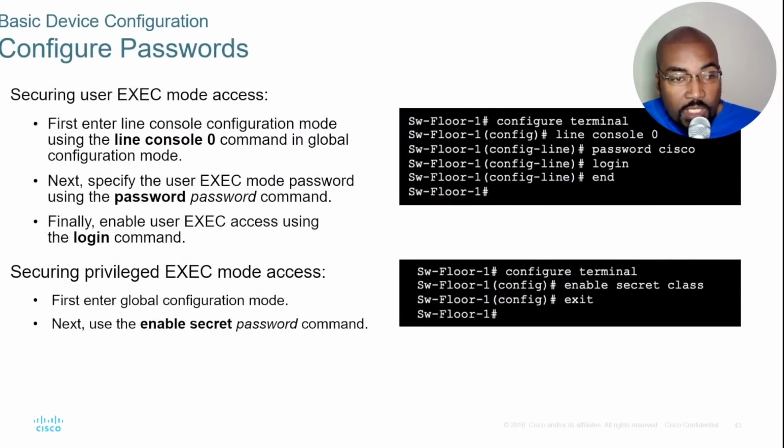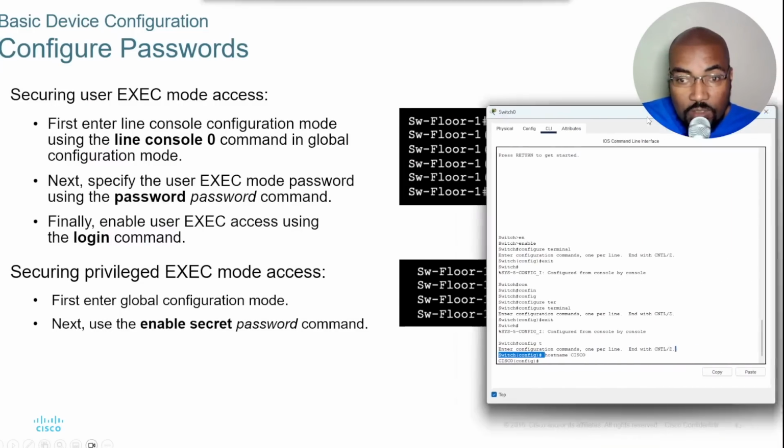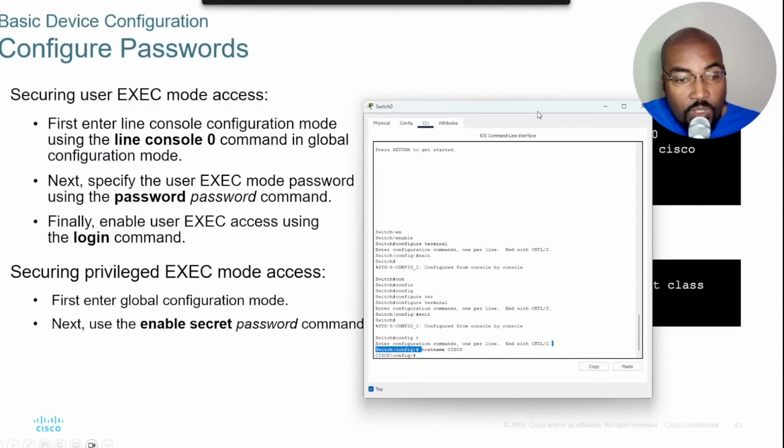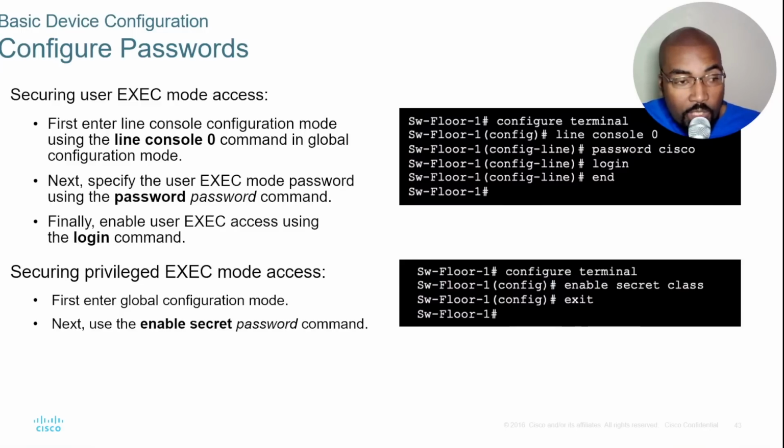So let's look into configuring the password. We're going to go back to this in a second, since I already have the iOS command line open. So, securing user exec mode. We want to set up how to configure passwords on user exec mode, because we don't want anybody to get into user exec mode. First, you enter console configuration mode using the line console 0 command in global config mode. Next, you specify the password, and then finally, you type in the word login.